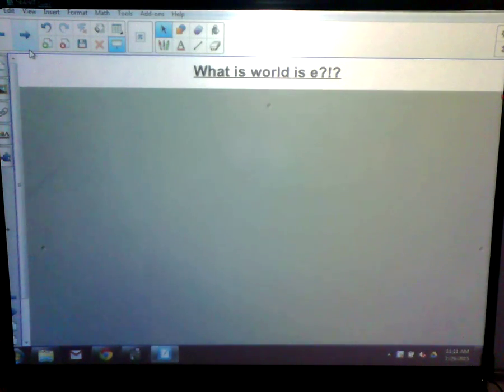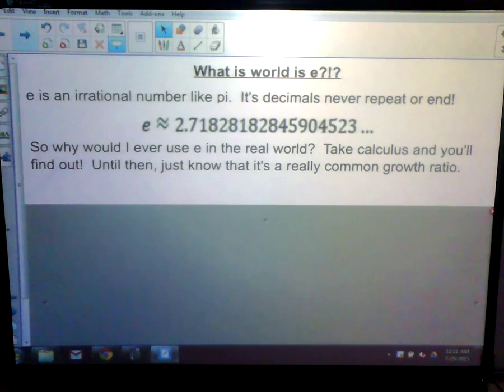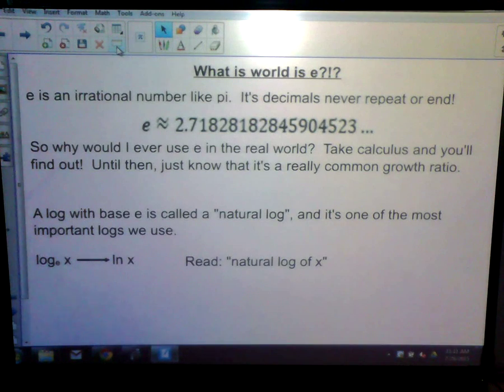What in the world is e? I said base e was another common form. E is an irrational number. It's like pi. Decimals never repeat or end. It's about 2.71828182845904523. So why would I ever use e in the real world? Well, when you take my calculus class in 2 years, you'll find out. Until then, just know it's a really common growth ratio. A log with base e is called a natural log, and it's one of the most important logs we use. Log base e, we write ln of x. Now that's natural log. Even though it's ln, we say it's natural log.